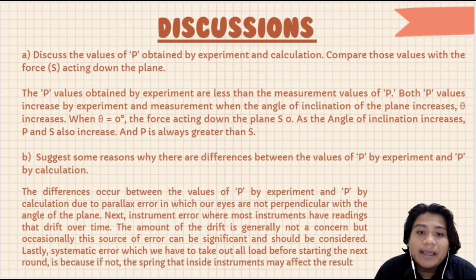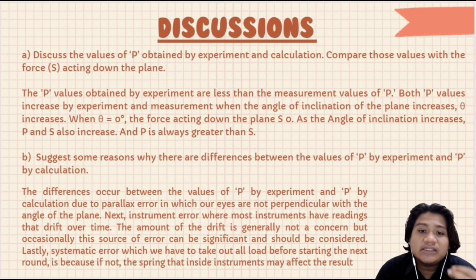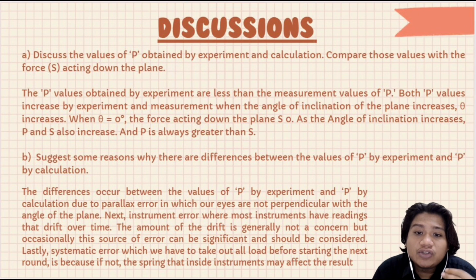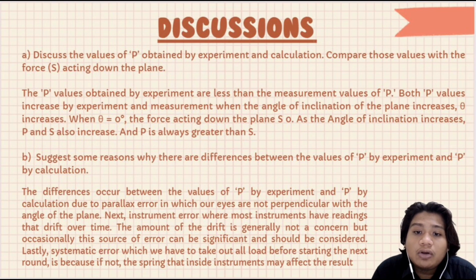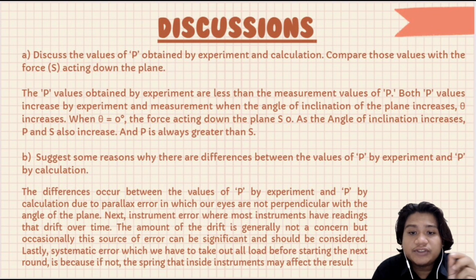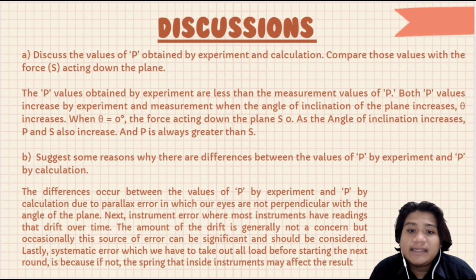Next, instrument error, where most instruments have readings that drift over time. The amount of drift is generally not a concern, but occasionally this source of error can be significant and should be considered. And the last, systematic error, where we have to take out all load before starting the next round, because if not, the spring inside the instruments may affect the results.